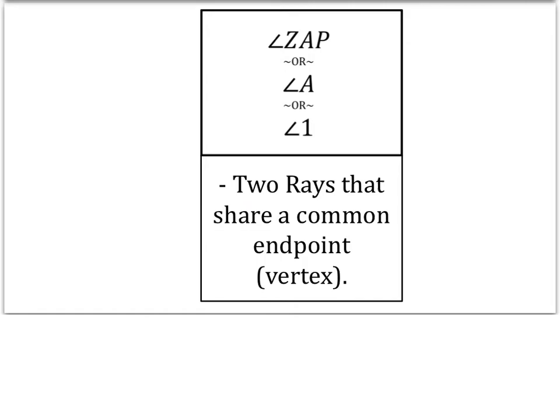So when it comes to an angle, it is formed by 2 rays that share a common endpoint. The vertex, in this case, that was the letter A, that was the vertex, okay?